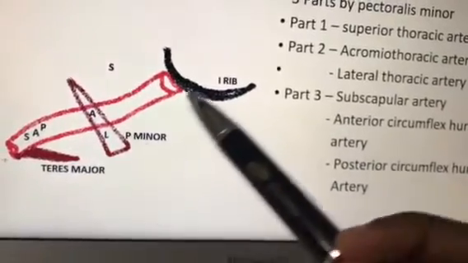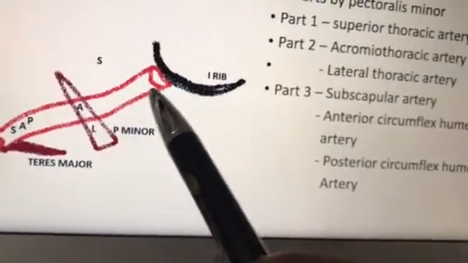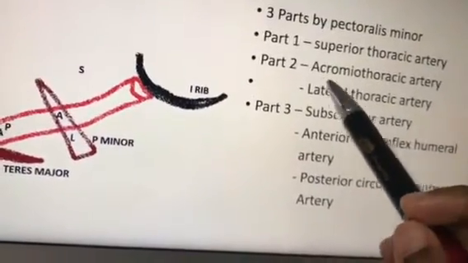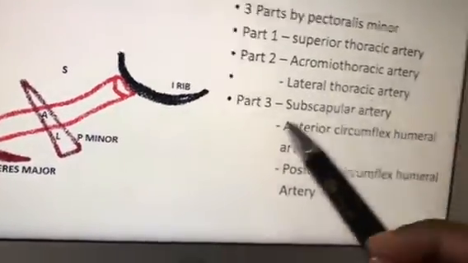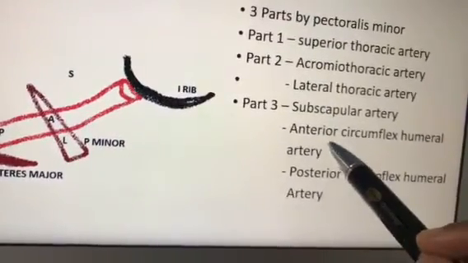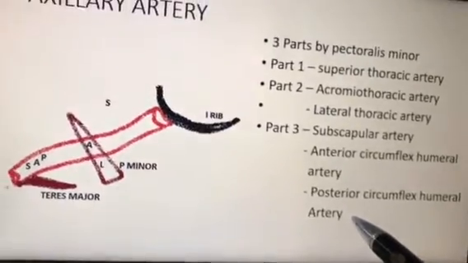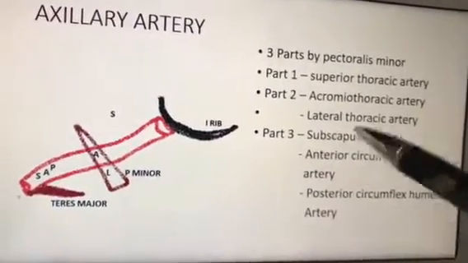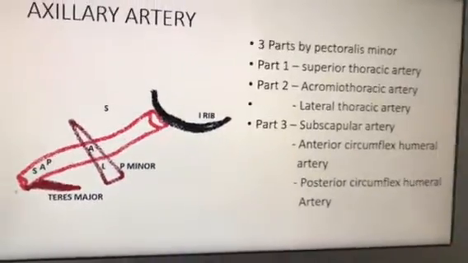And the next one is S for superior thoracic, A for acromiothoracic, and L for lateral thoracic. And the next ones are subscapular, anterior circumflex humeral, and posterior circumflex humeral artery. So this is about the SAP for axillary. At least minimum the student should know these points.